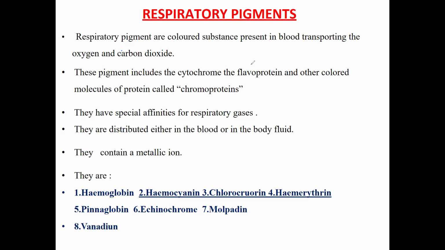Generally there may be chemicals like cytochromes, which are flavoproteins, colored molecules. You can also call them chromoproteins. Cytochromes generally carry electrons, but these other respiratory pigments are colored compounds. They transport respiratory gases mostly.